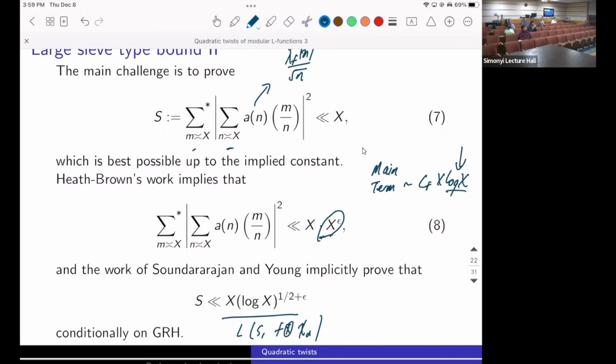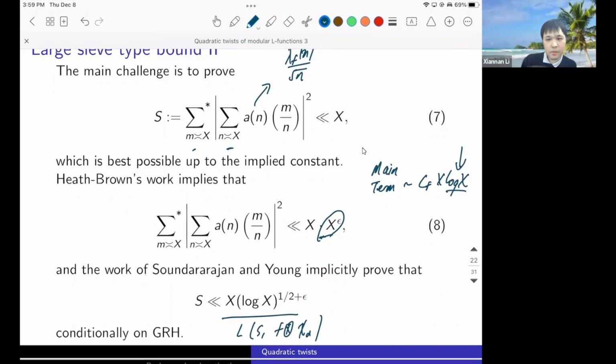Yeah. So they prove this bound by studying a shifted moment. So what they do is they try to bound something like this.